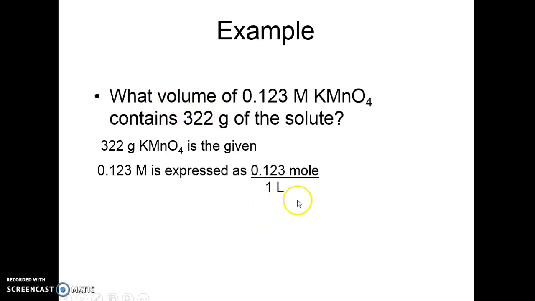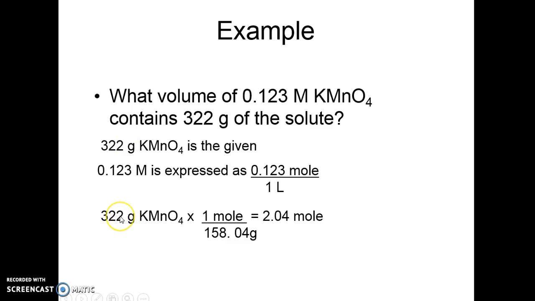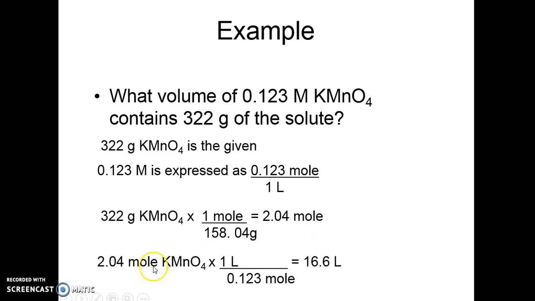It's asking for volume, so I know I'm going to have to turn this over and have liter in the numerator and mole in the bottom. And I'm starting with gram. So right away I see I have to go gram to mole and then to liter. To go from gram to mole, I remember that my formula gives me the molar mass. And so then I can get the number of moles. And then it's easy to use this molarity to go mole to liter. And I get 16.6 liters.